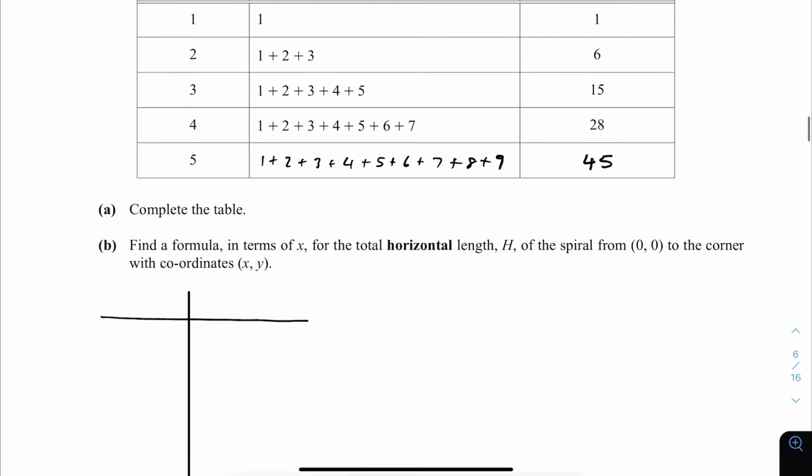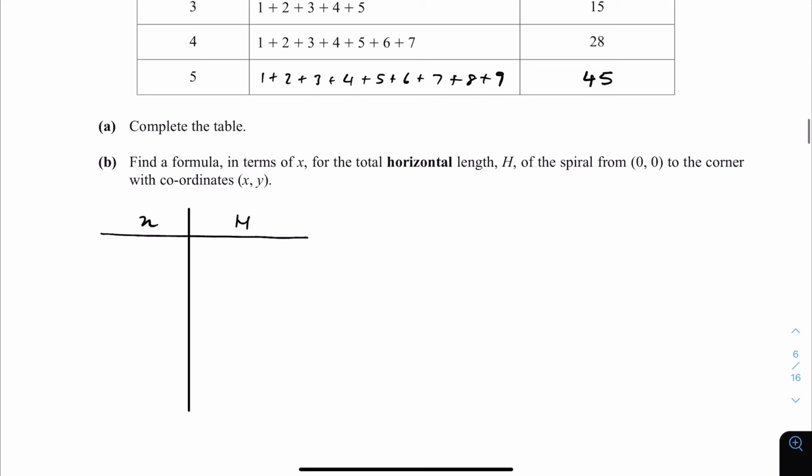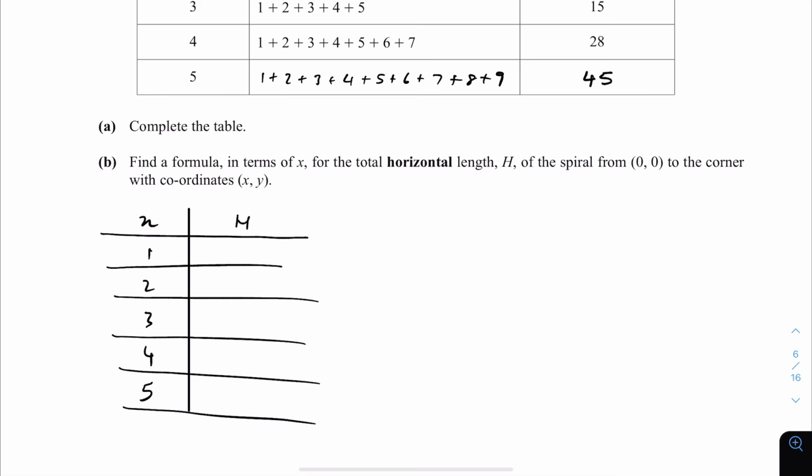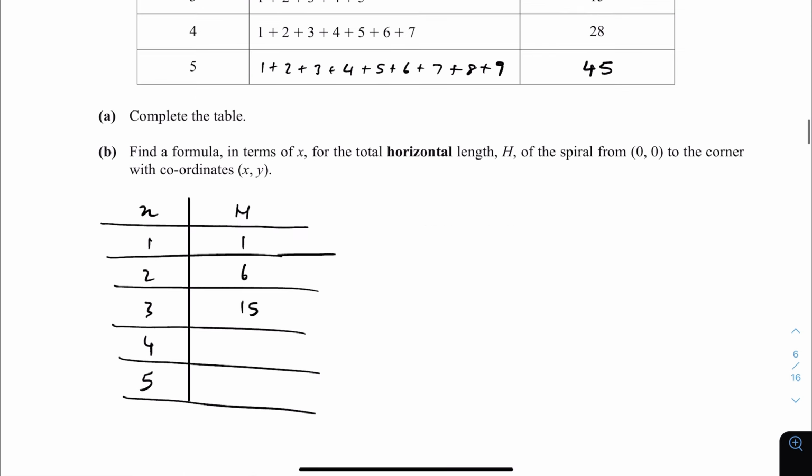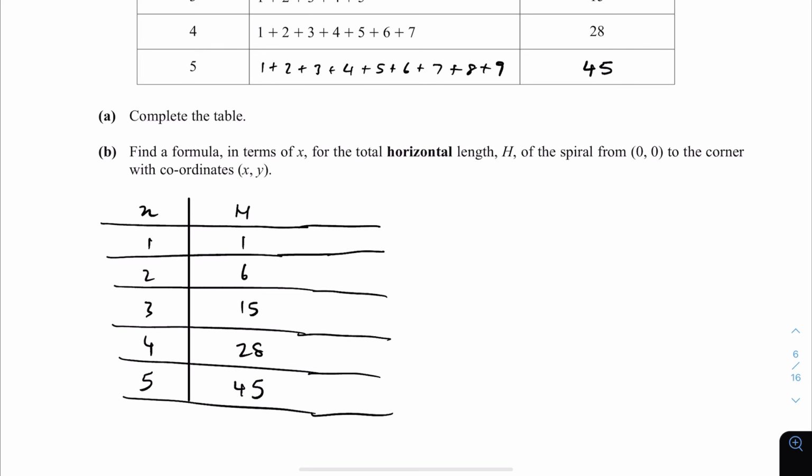So you're given the x coordinate and the total horizontal length. So 1, 2, 3, 4, you're given 5 data points. Okay, so the horizontal length when x is 1, then 6, then 15, 28, 45. So the first thing we should identify is the difference. What I mean is, to get from 1 to 6, you have to add 5.